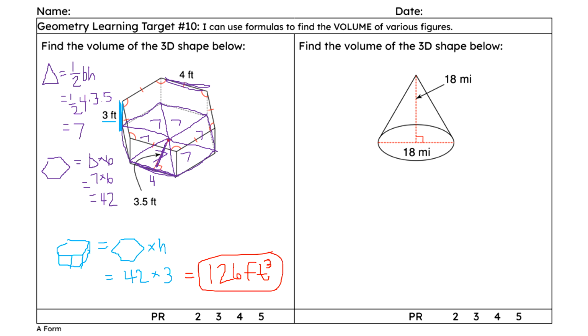So identify the shape of the base first for a prism. It should have the same shape on the top and the bottom, and those side lengths should just go straight up.